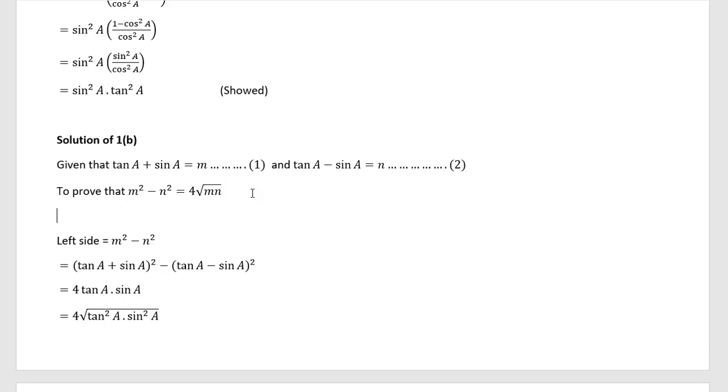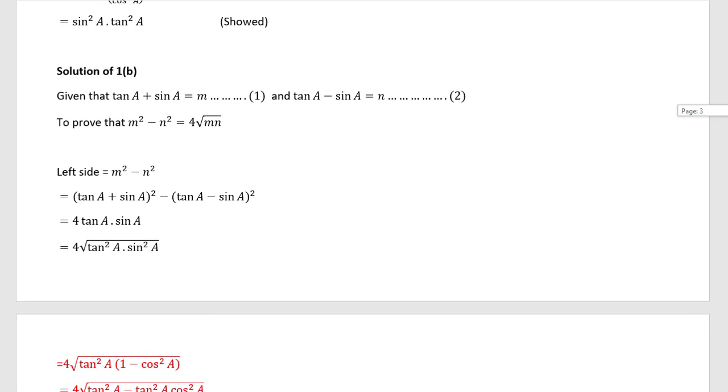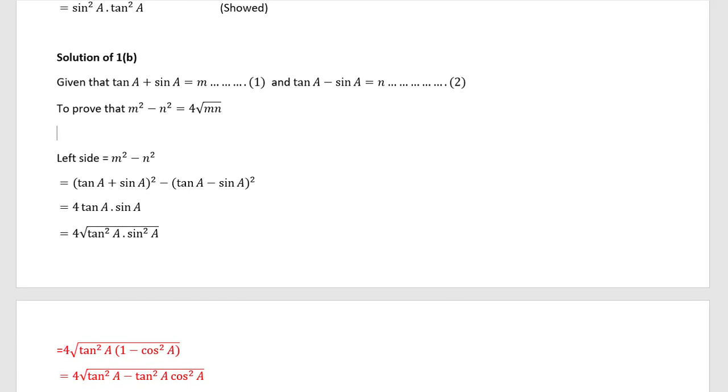So if you write the given things in a line and the things to prove in another line, it will help you to solve the question. It is a good practice. So at the left side we have m square minus n square, and we are putting the value of m and n using equations 1 and 2. We have tan A plus sin A whole square minus tan A minus sin A whole square, and then we can say that a plus b whole square minus a minus b whole square.